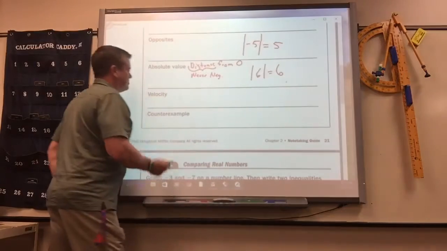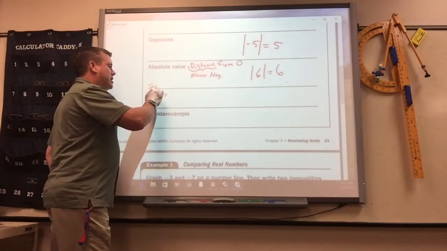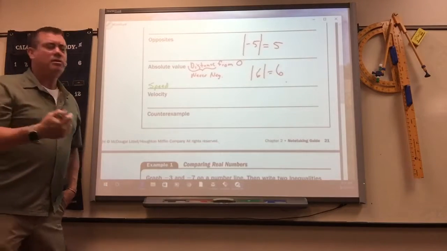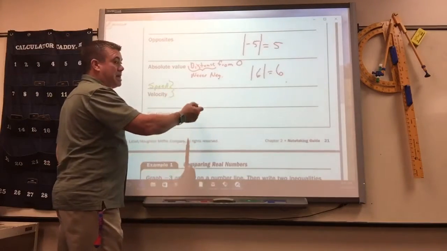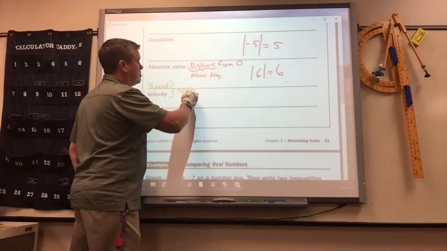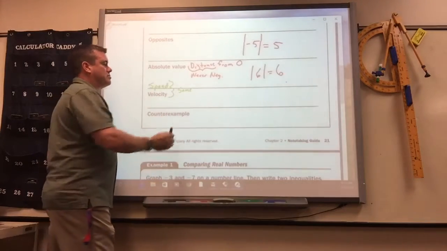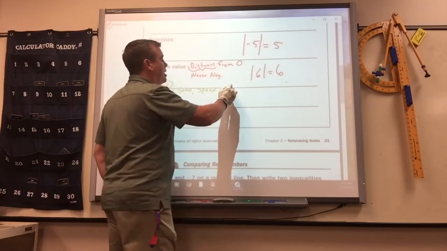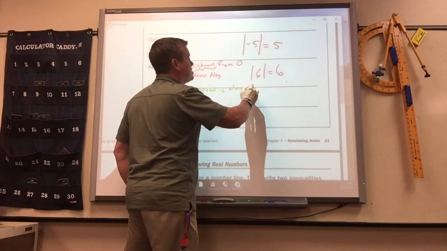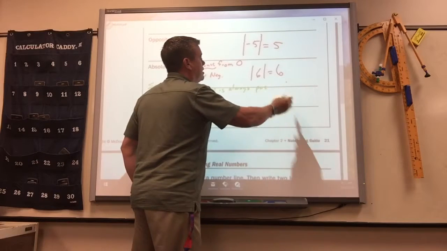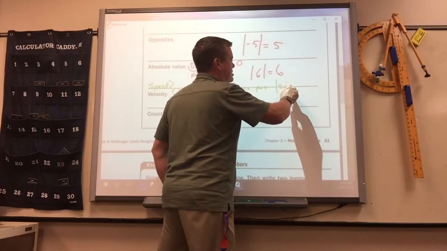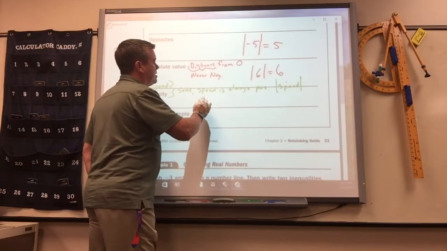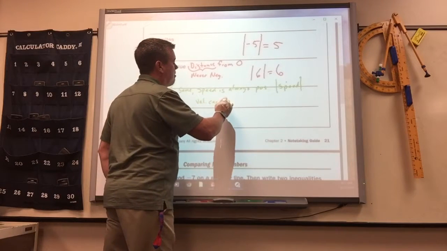Velocity. They should have had speed on here too. Speed is how fast you're going. Speed and velocity are basically the same, except one difference. Speed is always positive. So that means whatever your speed is, it's the absolute value of it. Velocity can be negative.